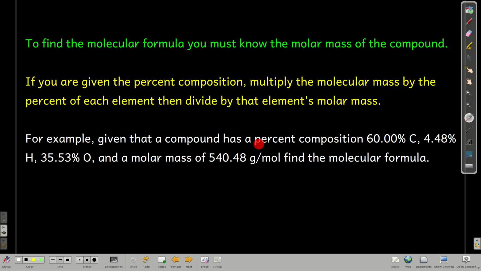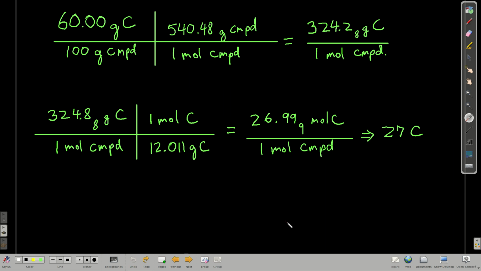Suppose we have a compound and we know somehow its percent composition. There it is, 60% carbon, and so on. And we know its molar mass. We have to know that: 540.48 grams per mole. Now let's find the molecular formula. All you do is take the percent and make it grams, just like we did before. So the 60% carbon means that there are 60 grams of carbon in 100 grams of the compound. And we know from the molar mass that there's 540.48 grams of the compound in 1 mole of the compound.